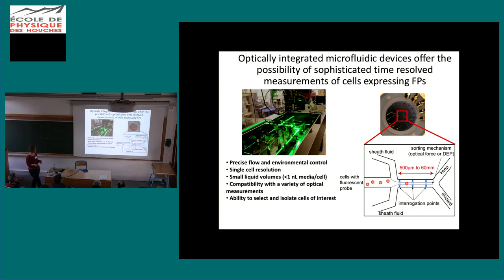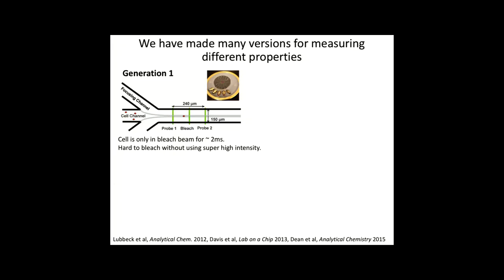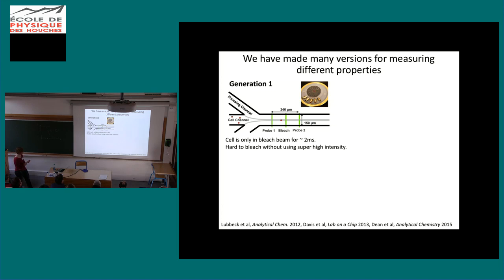So this is the concept here. If you have cells with a fluorescent probe, they're flowing, and you can go through a series of interrogation spots. So it's conceptually similar to FACS, but you can make multiple time-resolved measurements on the same cell before you sort it. So we've gone through many versions of this kind of a microfluidic.